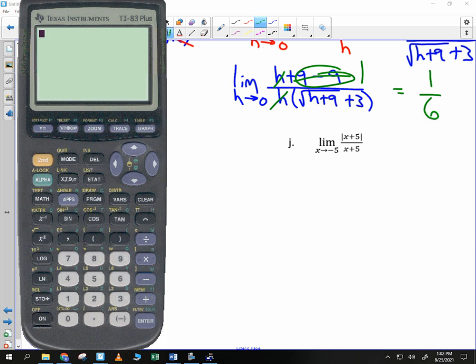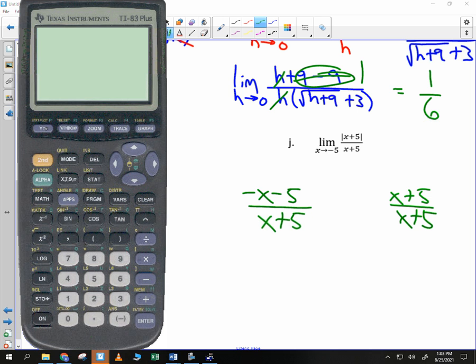And so remember that absolute values can be positive or negative, right? So suppose I had x plus 5 over x plus 5. What is x plus 5 over x plus 5? 1. Suppose it was negative x minus 5 over x plus 5. What would you get if you divided those?